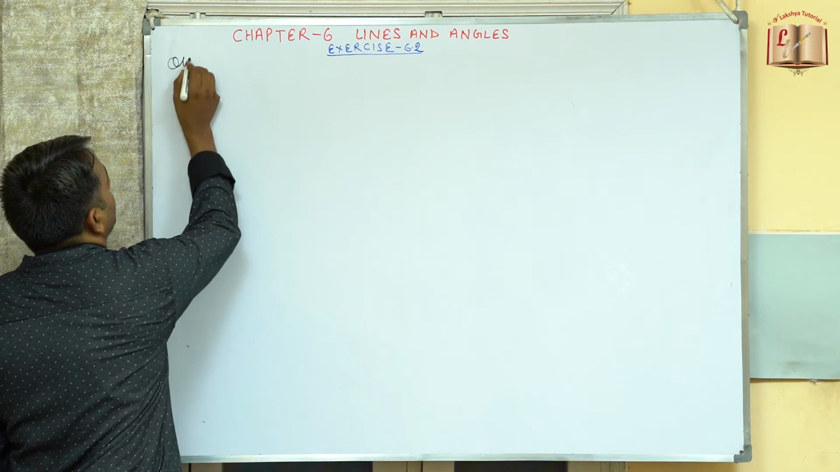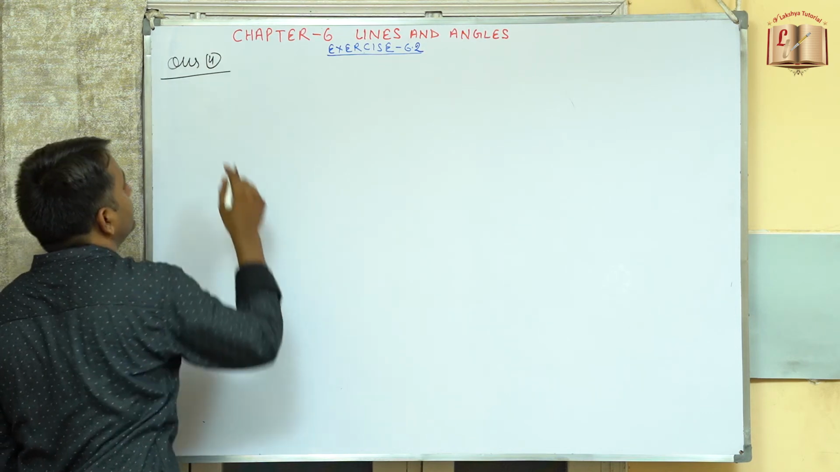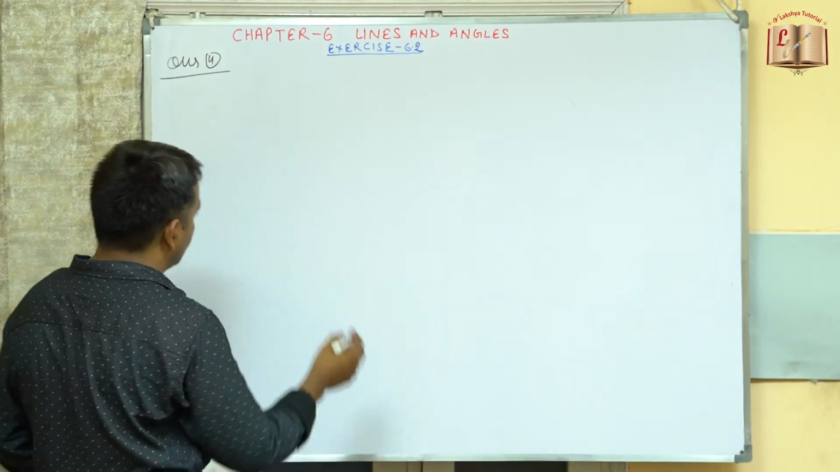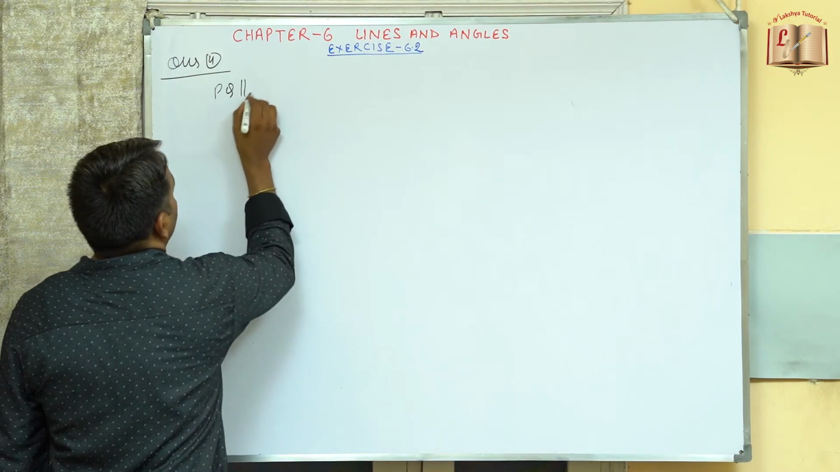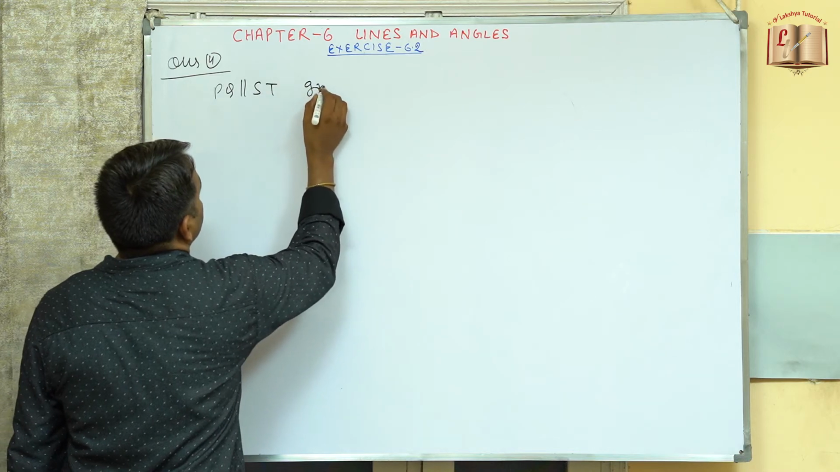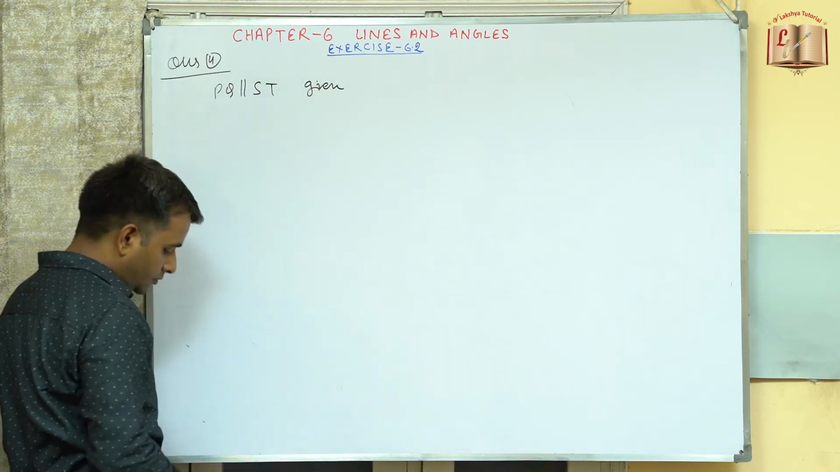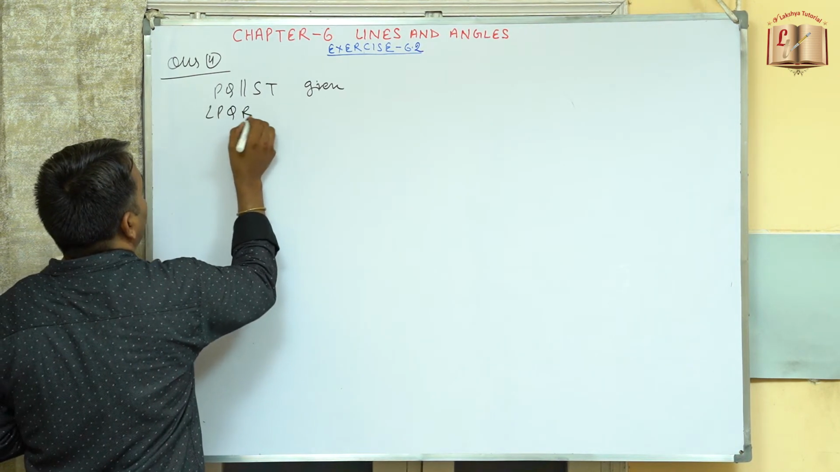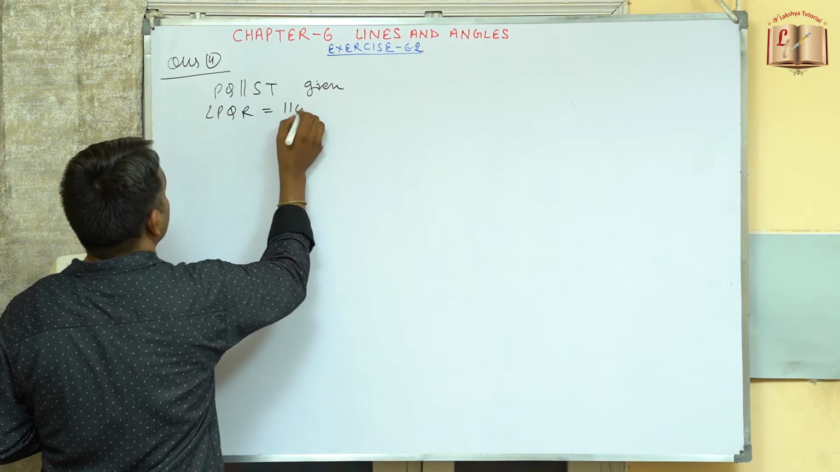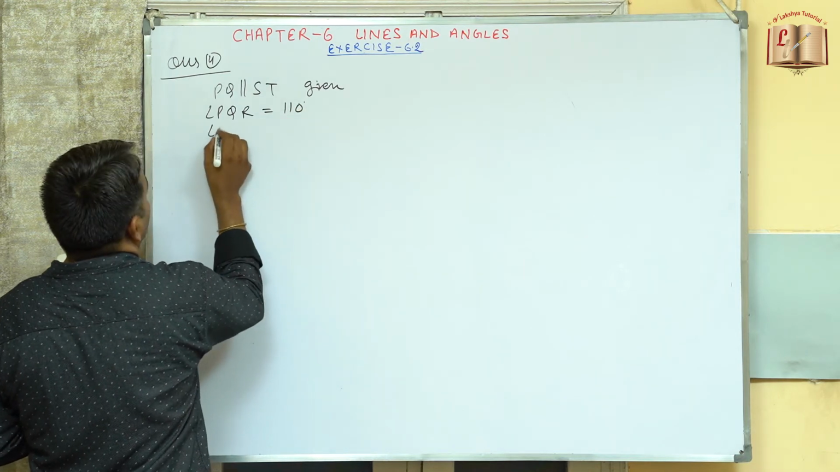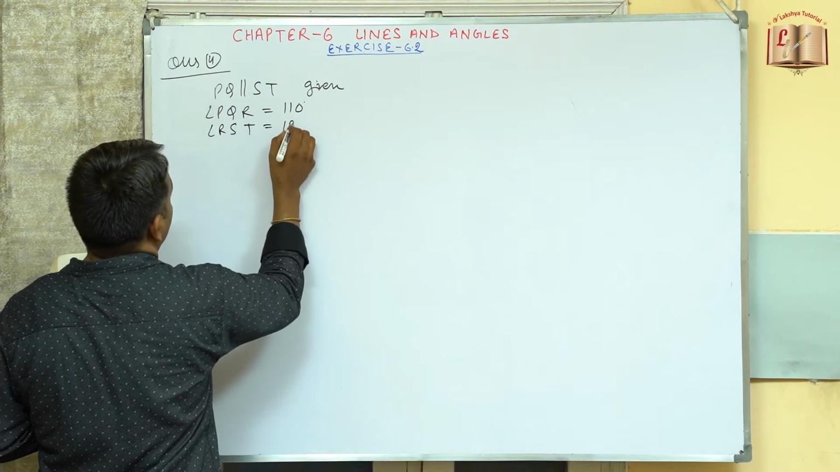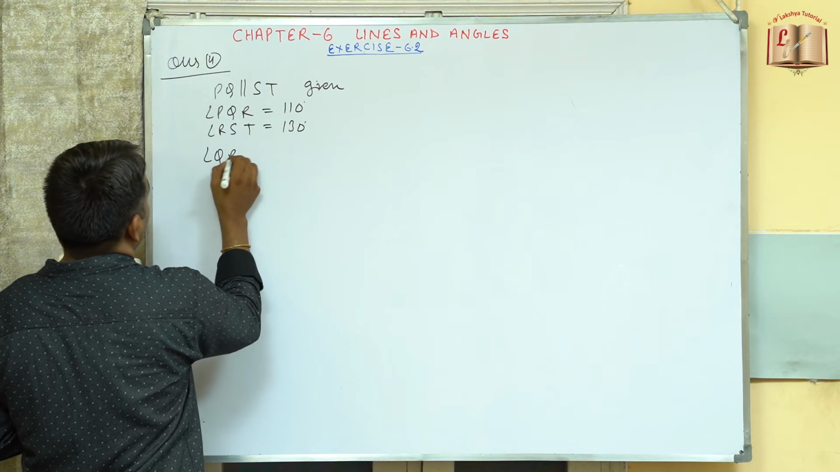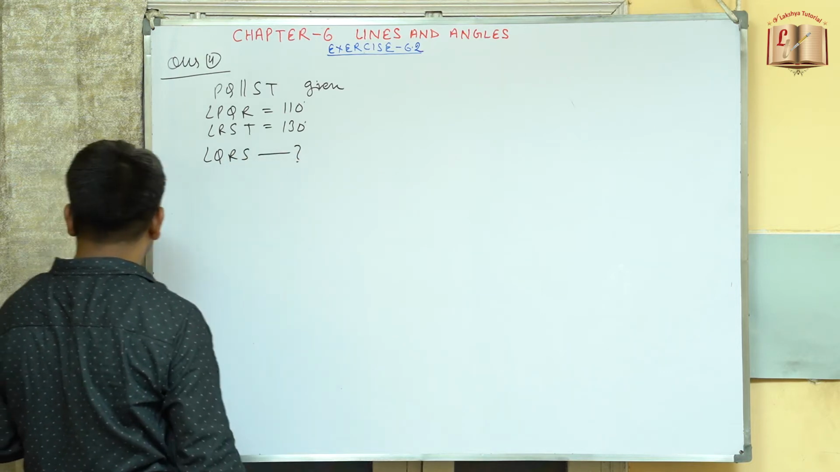Now coming to question number 4. In figure 6.31, if PQ is parallel to ST, this is given to us, and angle PQR is equal to 110 degree, and angle RST is equal to 130 degree, and we need to find out angle QRS. This we need to find out.